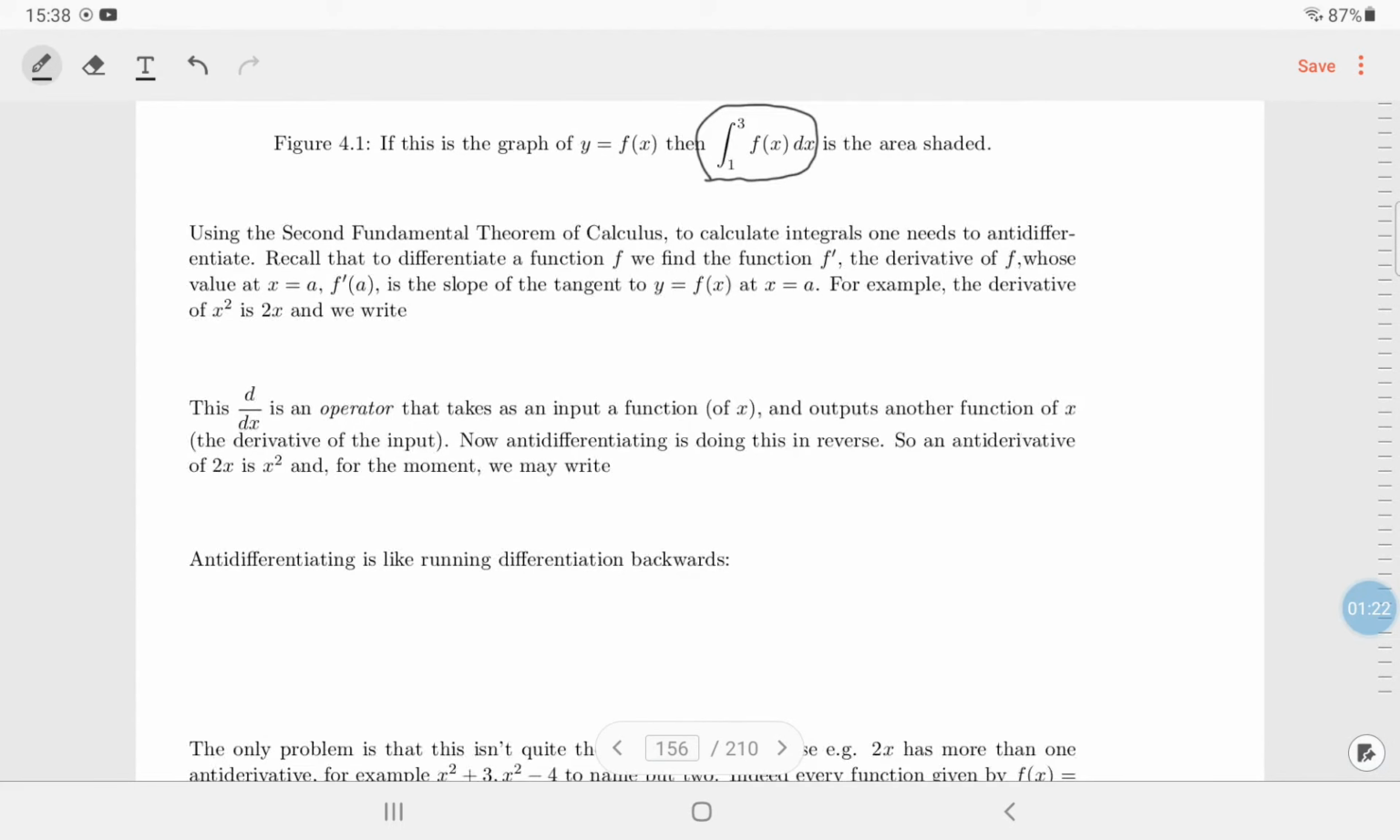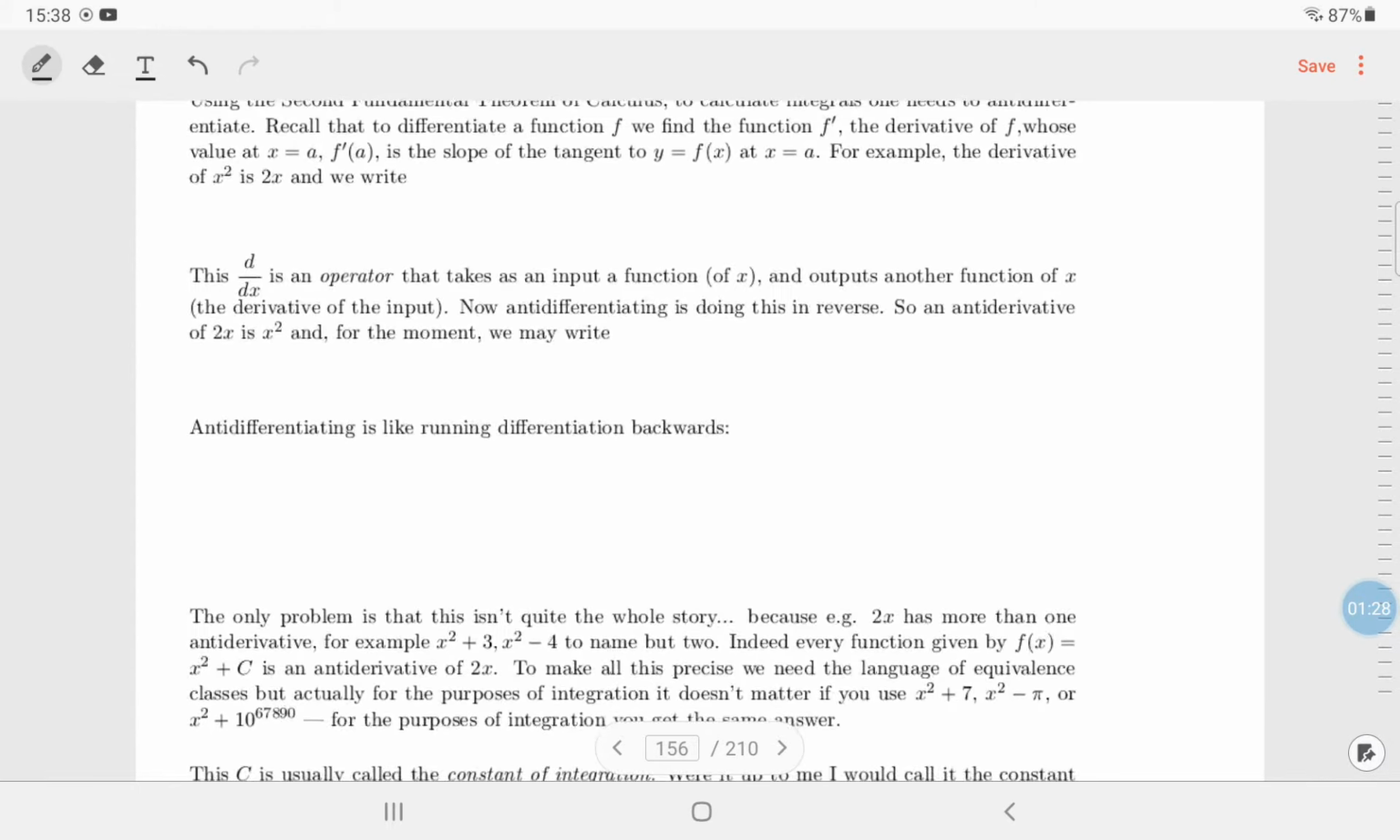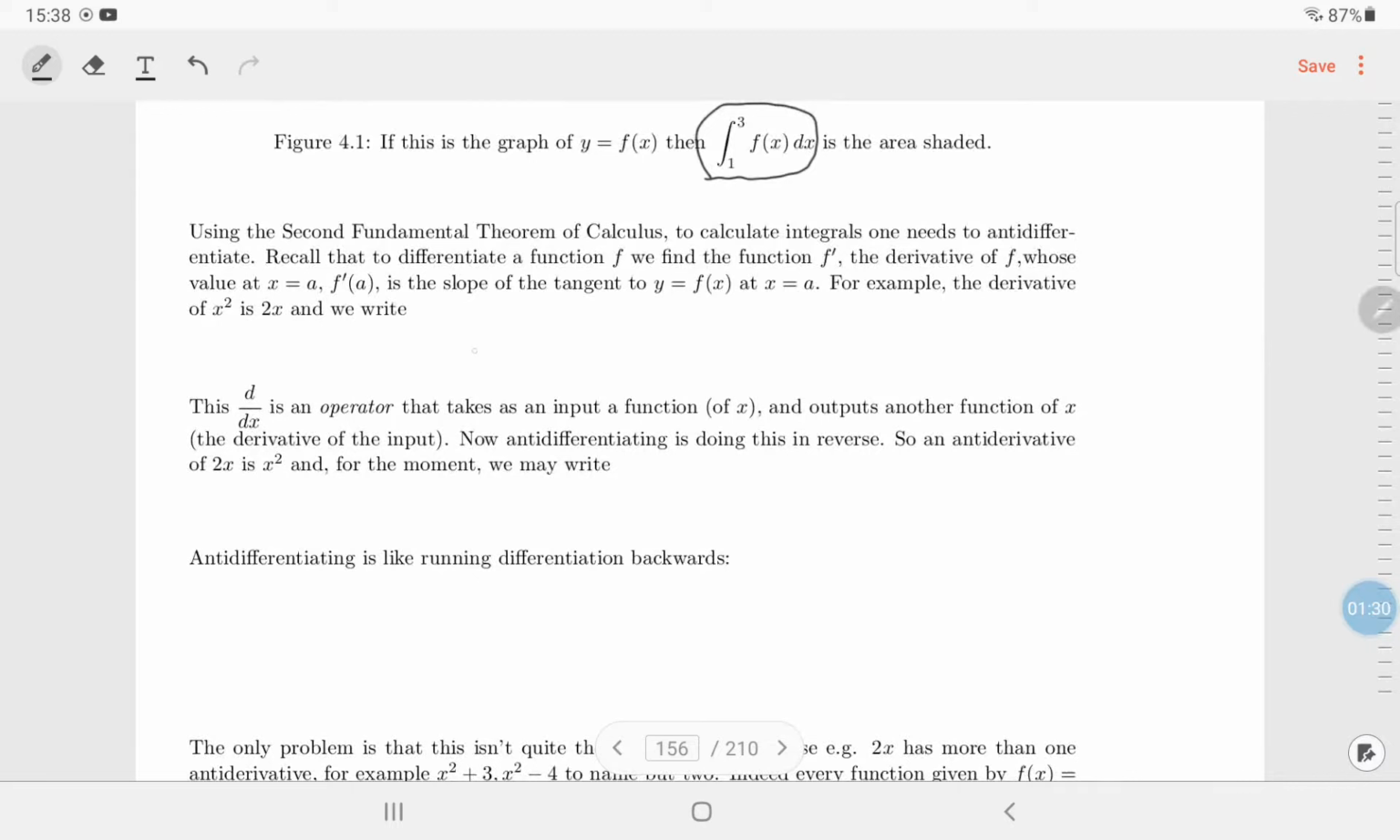Basically, there is a relationship between them, and we'll see what this is. For example, if we look at x squared, we can differentiate it, d dx, to get 2x. That's an operator or a transform. I think an operator is probably the best way to talk about it. It takes an input, which is a function, and outputs another function of x.